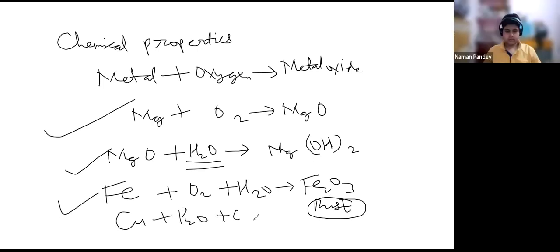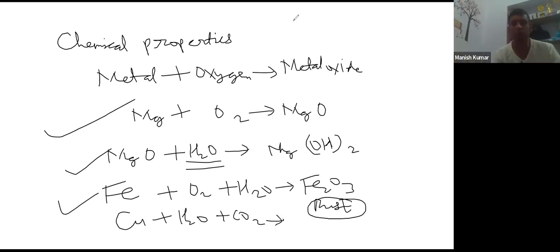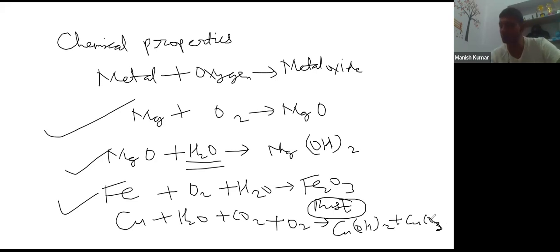It can also react with CO2 and with O2. This will give copper hydroxide and copper carbonate. Copper hydroxide means Cu(OH)2. All these reactions are in your book also; you can see it. In this reaction there is also a mention of color: the formation of a green coating of basic copper carbonate. If you expose copper to the atmosphere, you will see a green colored deposition on it.